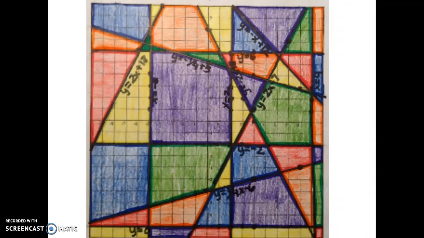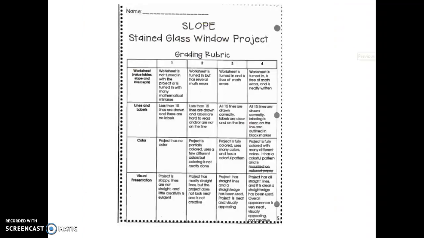Now this is an 8-point progressing grade, and if you notice, the rubric is out of 16 total, so each of these boxes is actually worth a half a point. The only thing I want you to look at is right here where it says color. It says project is fully colored with many different colors. It has a colorful pattern and is mounted on colored paper. You do not have to have it mounted on colored paper, so you can cross that out.